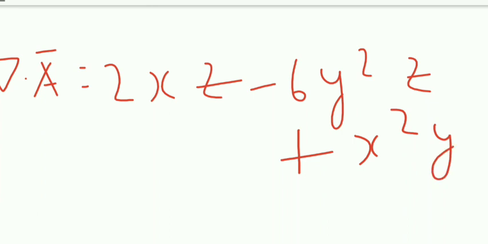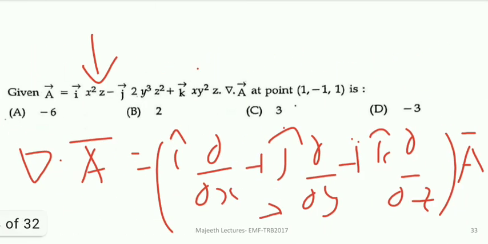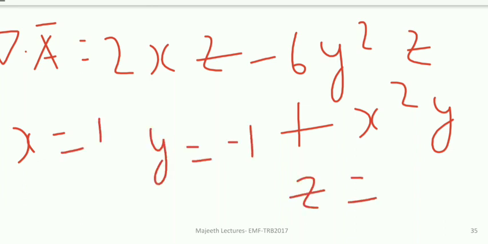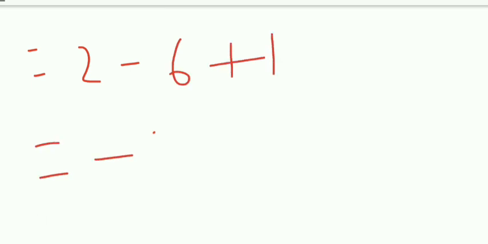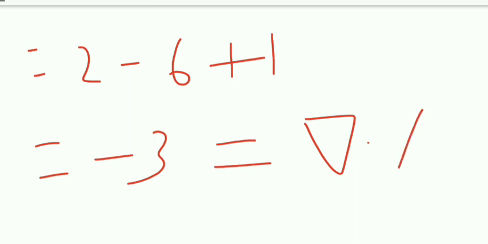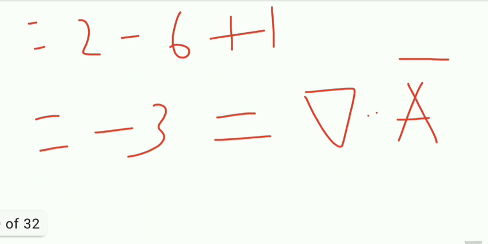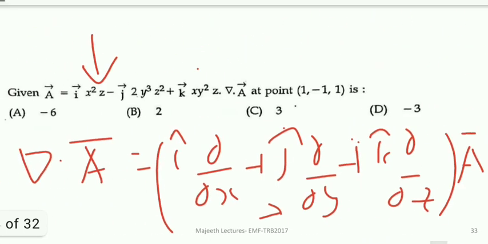Now where do we have to find divergence? Divergence is to be found at 1, comma, minus 1, comma, 1. So x is equal to 1, y is equal to minus 1, z is equal to 1, I have to substitute. If you substitute all the values, what you get is 2 minus 6 plus 1, that is equal to minus 3, that is del dot A. We know that divergence is a scalar and the answer is minus 3. So option D is the right answer.